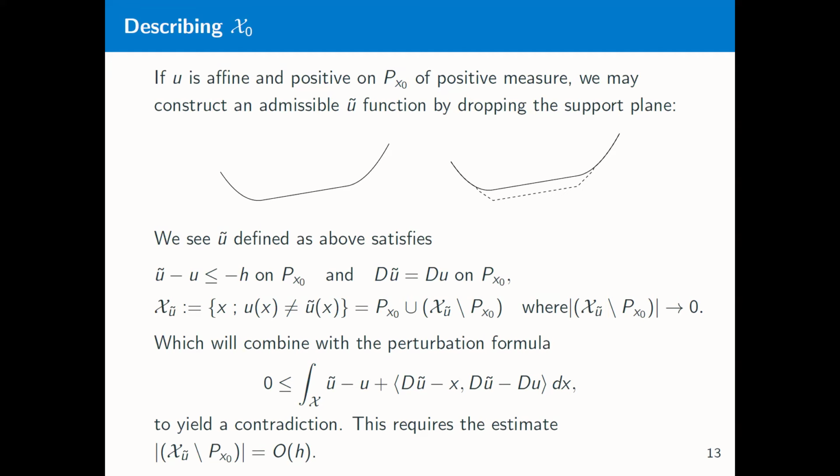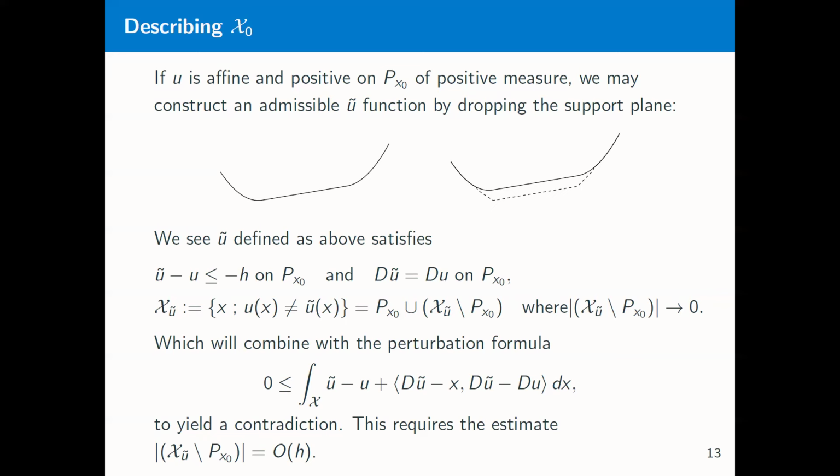So here's how we would prove, for example, that first point, that the only region where you're affine on a set of positive measure is the set where you're zero. We suppose otherwise, we suppose there's some open set on which you're affine and positive. And we construct a perturbation function. The idea behind this perturbation function is as follows. You take the set on which you're affine, you drop down the support plane, and then you patch up your function so that it's still convex.